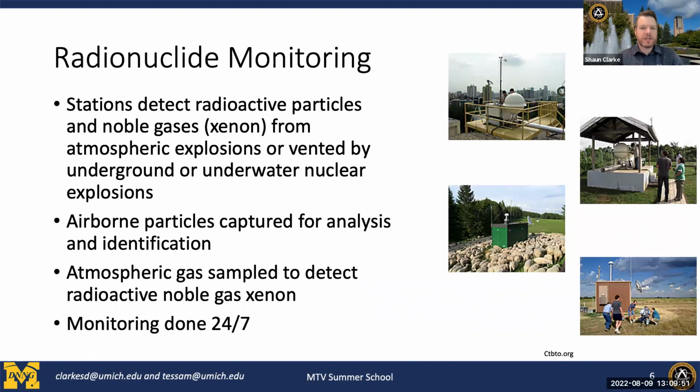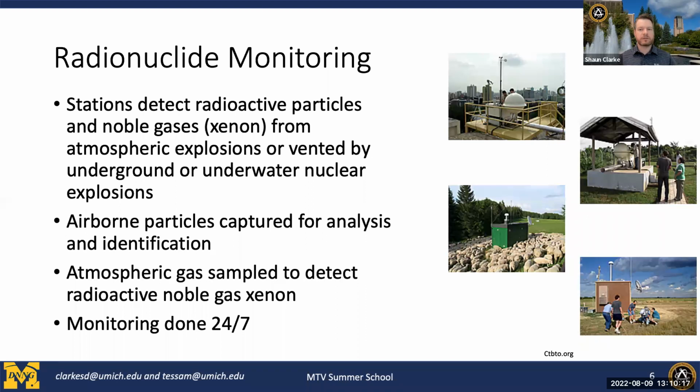So these stations detect radioactive particles from noble gases, and the chief of these is xenon. I think I have another slide on this later, but xenon is produced during nuclear explosions, and even if the explosion is underground, because xenon is a noble gas, it can escape from these underground cavities into the atmosphere, where it can then be detected.